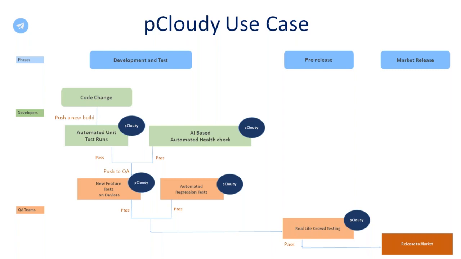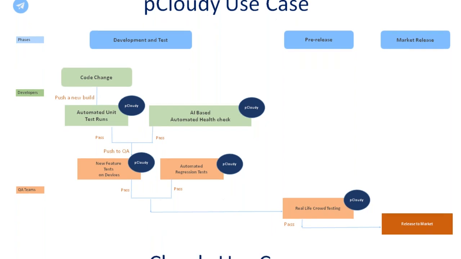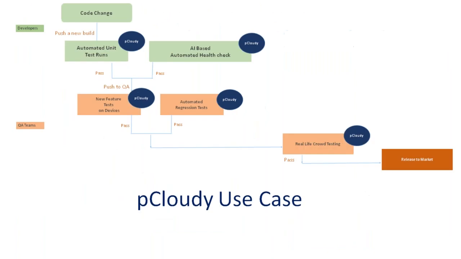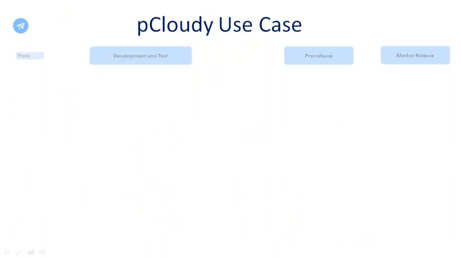So this is the typical flow which we can see here, and we have just seen where all pCloudy can fit in, right? So moving to the next slide, just to see what exactly we will be seeing today.